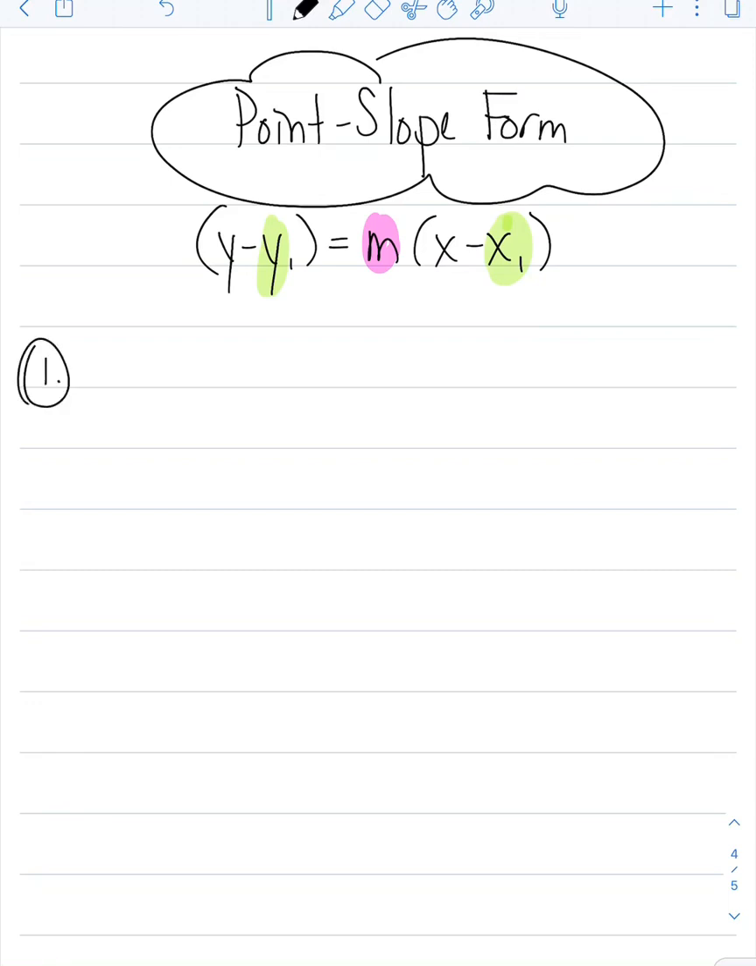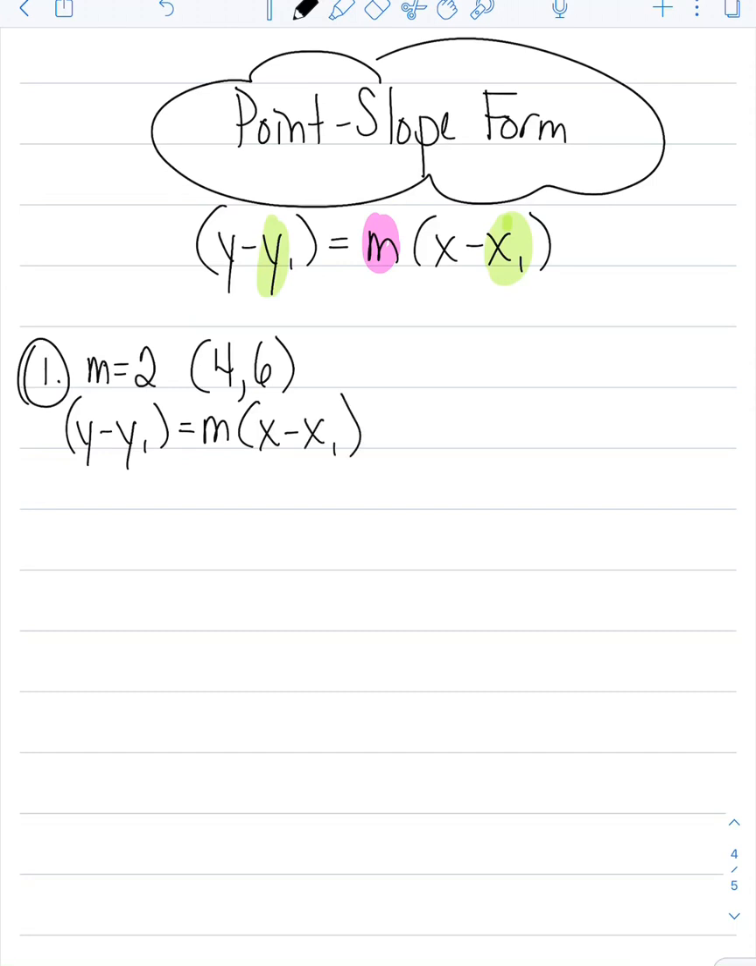So let's say I tell you the slope of a line is 2 and it goes through the point 4, 6. So first I'll write the form. y minus y1 equals m times x minus x1. And then I just plug it in. So y minus, this is my x, this is my y. So my y is 6 equals, what is my slope? 2 times x minus, what is my x in my point? It's 4. So I'm finished.